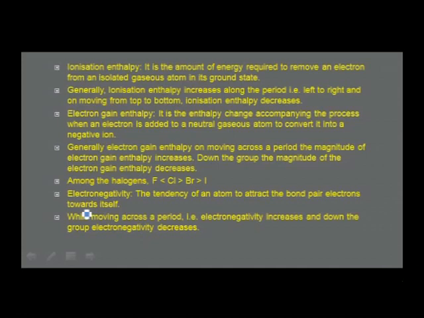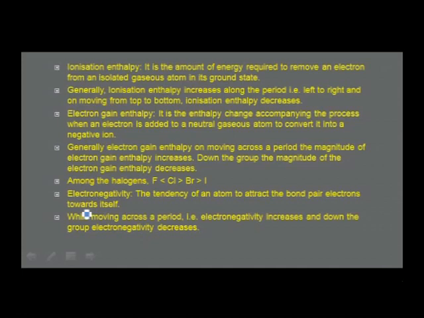It is found that fluorine's electron gain enthalpy is less than that of chlorine, and greater than that of bromine and greater than that of iodine. Let me repeat, the electron gain enthalpies for halogens: fluorine less than chlorine, greater than bromine and greater than iodine.